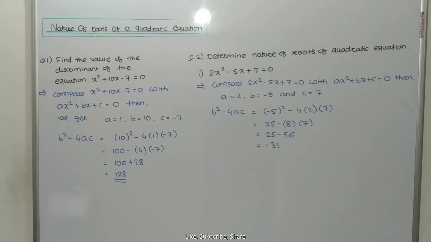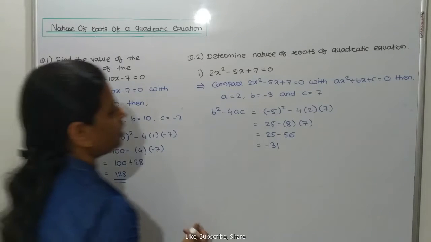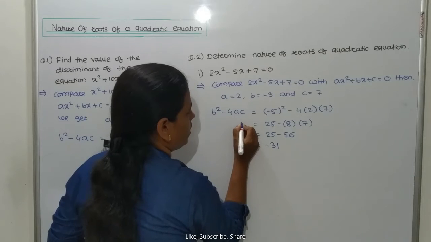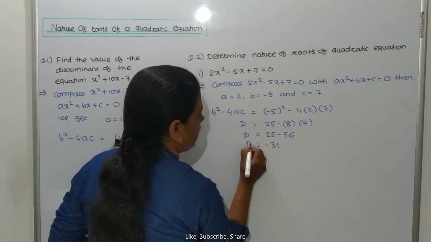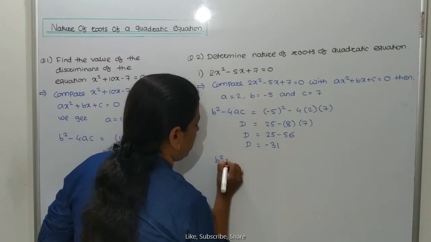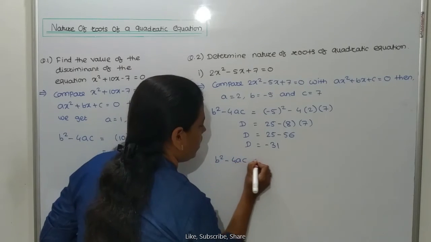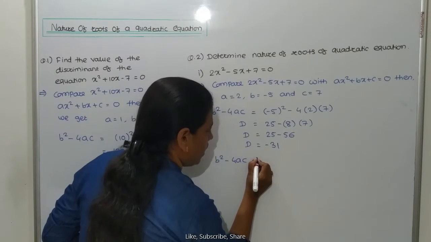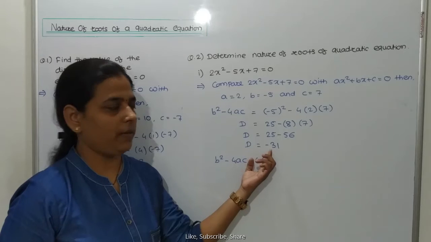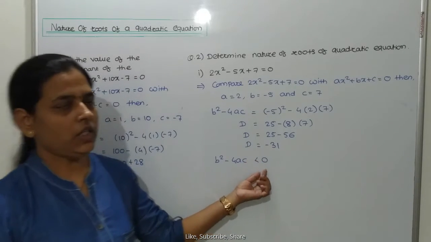So it is minus 31, which is less than 0. We have to write b square minus 4ac, also called D because it represents the delta. So b square minus 4ac is less than 0. That means the b square minus 4ac value is minus 31, and minus 31 is less than 0.